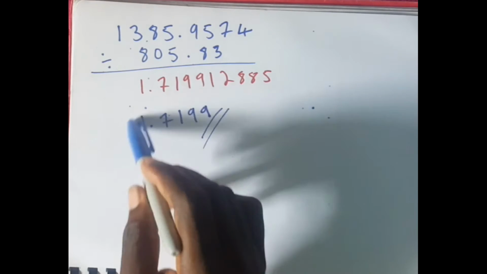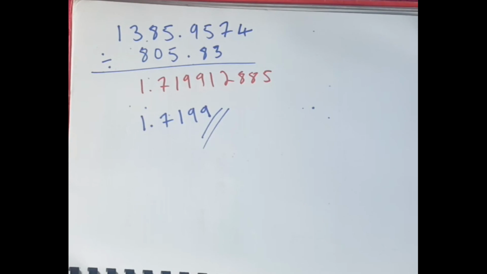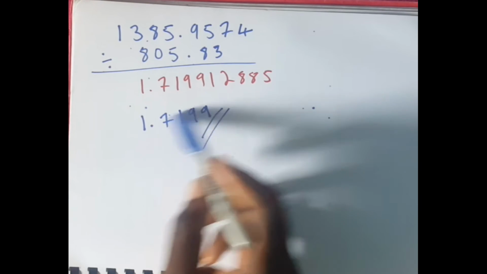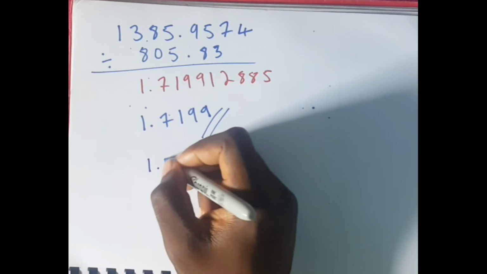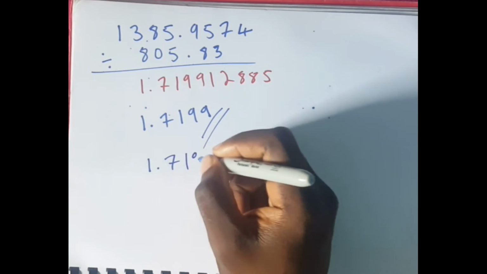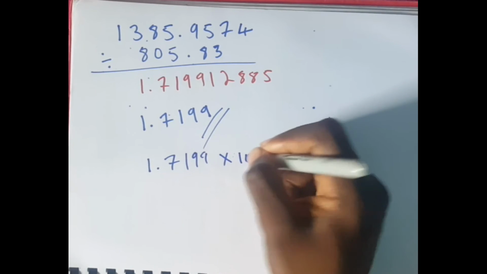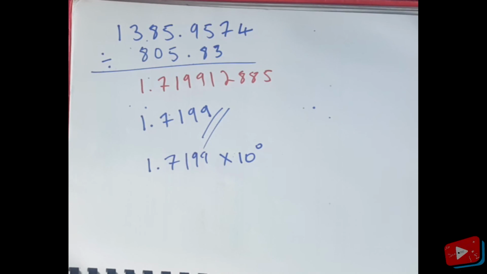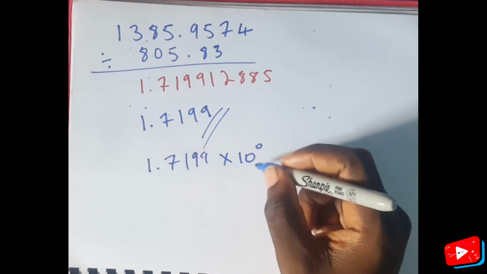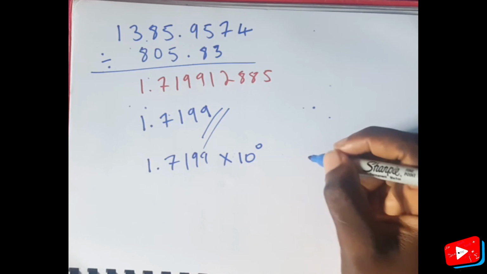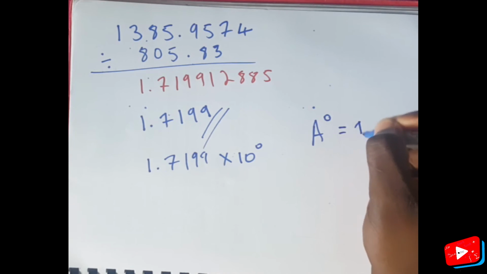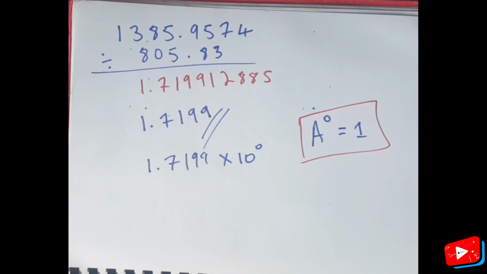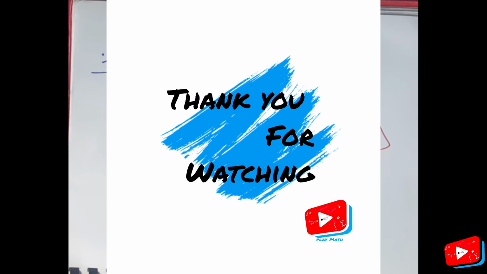So let's say you are told to write this in standard form. You might be saying, no, that can't be written in standard form because it's already in its lowest form. But actually you can write 1.7199 times 10 raised to the power of 0. Any number raised to the power of 0 is 1. So a raised to the power of 0 equals 1. So that's it for this video. Thank you for watching.